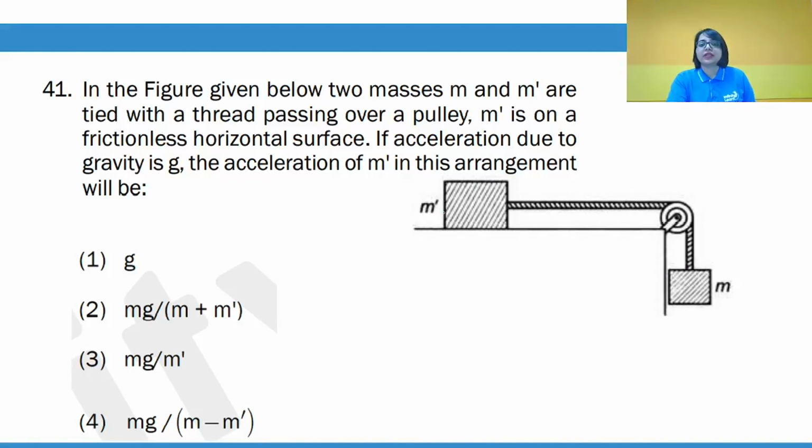Question number 41. We need to find the acceleration of this arrangement. So net pulling force will be mg divided by total mass of the system, that is equal to m plus m dash. So this will be your acceleration, which is option 2.